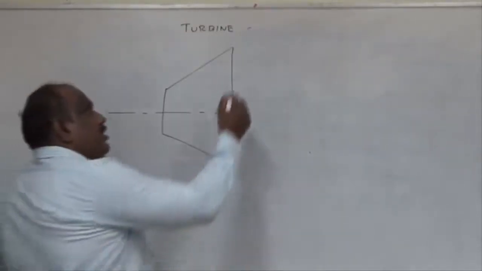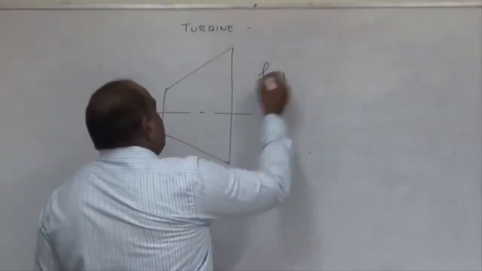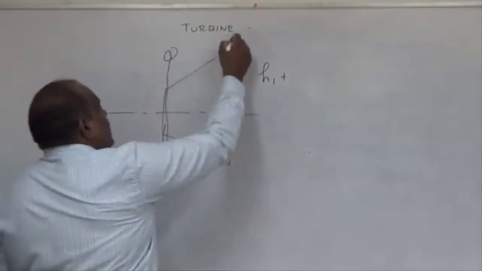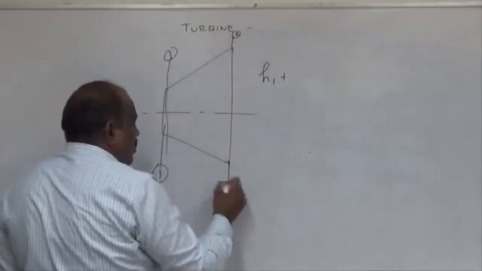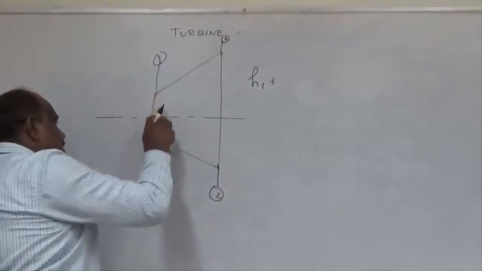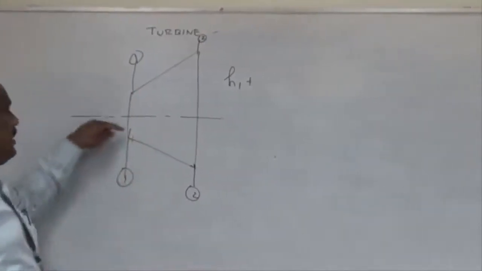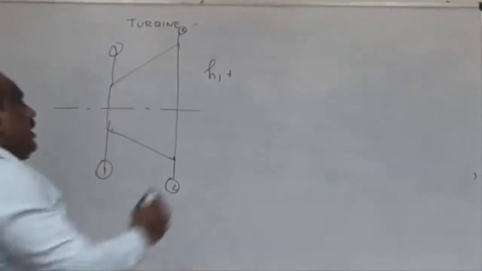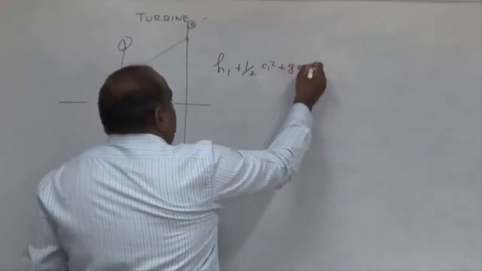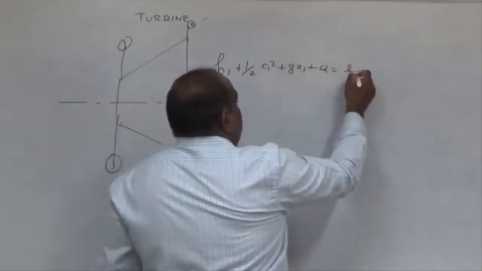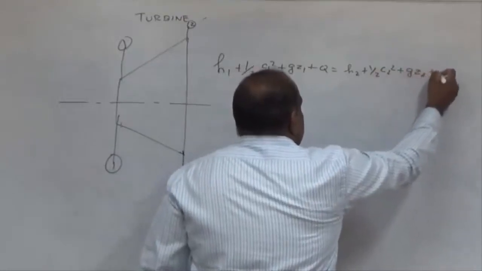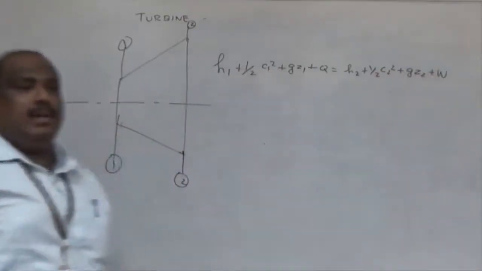So what is the steady flow equation? The inlet is section 1 and the exit is 2. Outside this is nothing but my surrounding and this is nothing but my boundary. H1 plus half C1 squared plus g Z1 plus Q is equal to H2 plus half C2 squared plus g Z2 plus W.